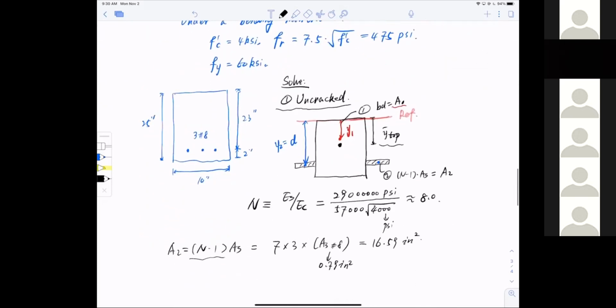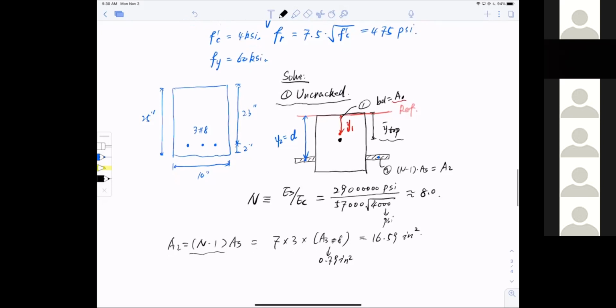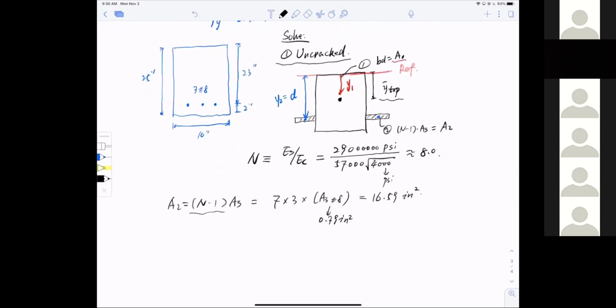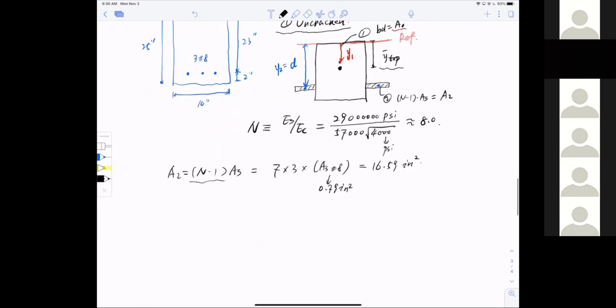I don't know the section is cracked or not. Why? Because I haven't checked the stress in my section yet. And why haven't I checked the stress yet? Because I don't even know the moment of inertia. So I start off by assuming it's uncracked, calculate the moment of inertia, then calculate the stress and compare the stress with the cracking stress to see if my assumption at the beginning is right or wrong. That's the logic here.